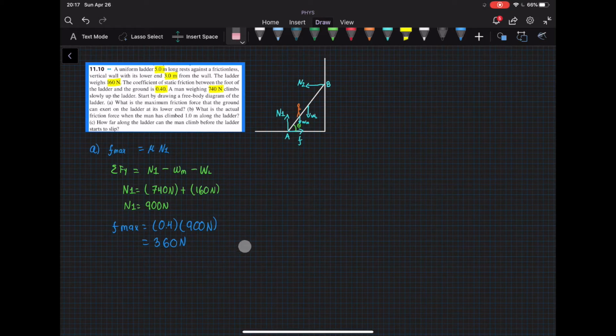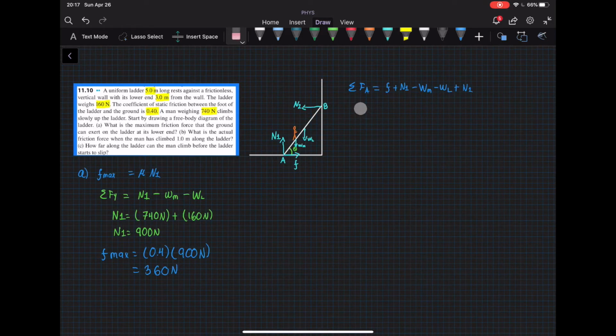Now part B asks: what is the actual friction force when the man has climbed 1 meter along the ladder? For this, we will be using the sum of the forces and the torque about A, which is all this right here. But since we are rotating around A, the friction force and the normal force N1 are going to cancel out, and we are left with these other three.